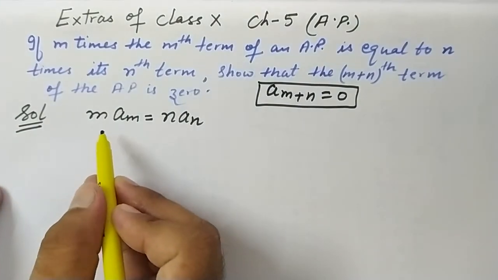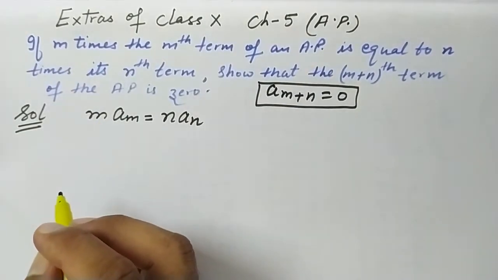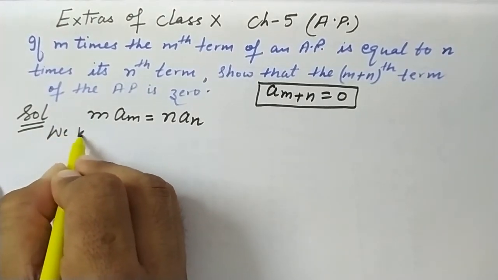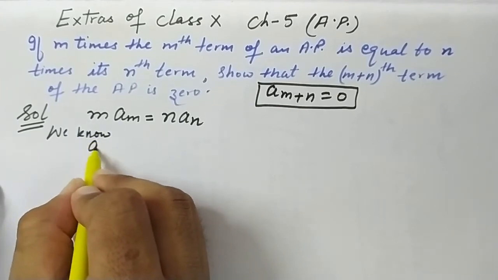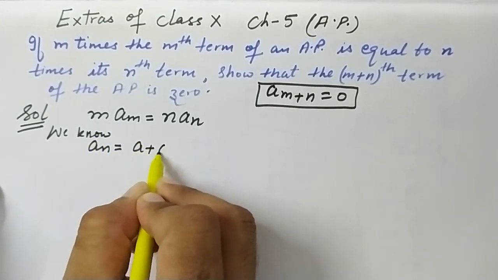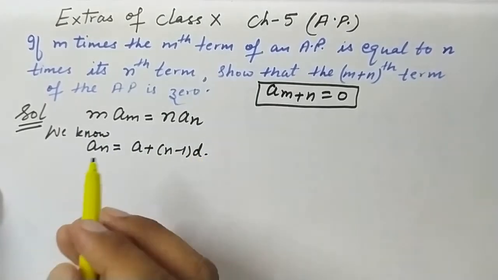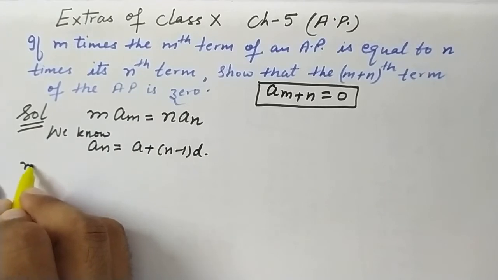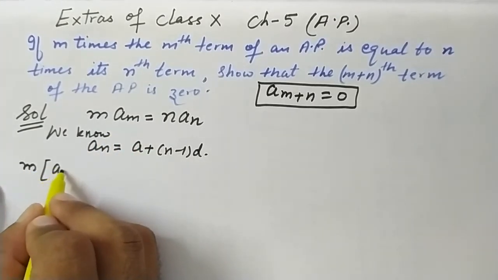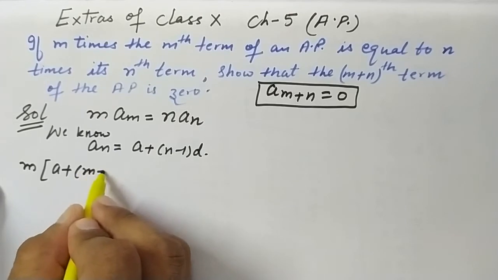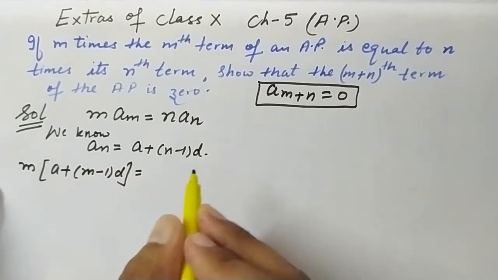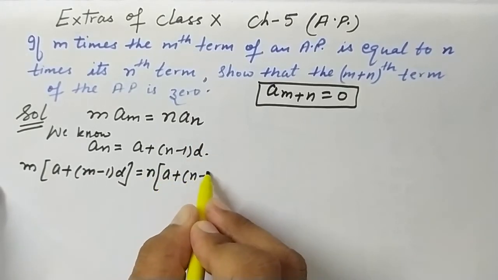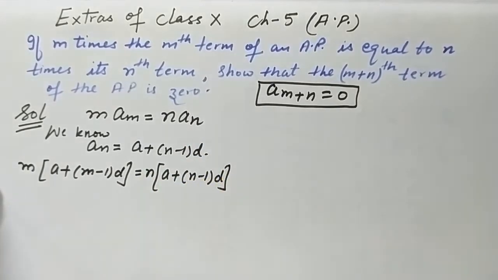So we'll start from here obviously. First of all, we should know the formula for finding the general term of an AP. We know the general term of an AP formula is a_n is equal to a plus (n minus 1) d. So we'll apply this formula on both sides of this equation. It becomes m into a_m, which is a plus (m minus 1) d, is equal to n into a_n, which is a plus (n minus 1) d.